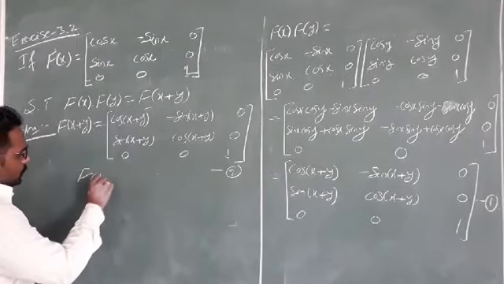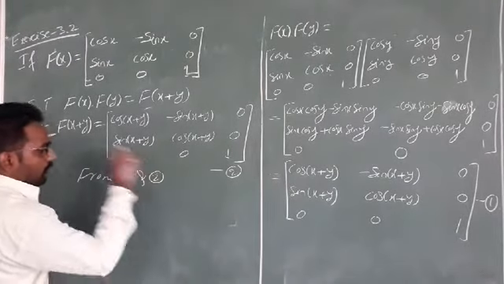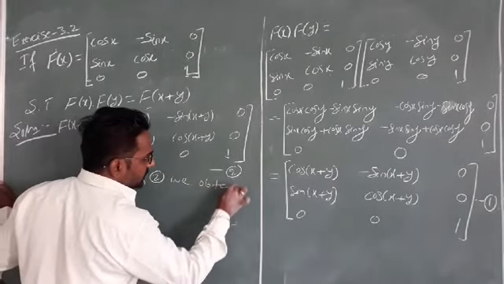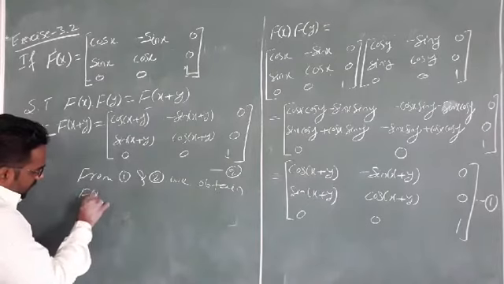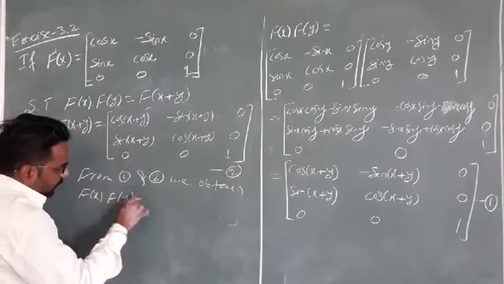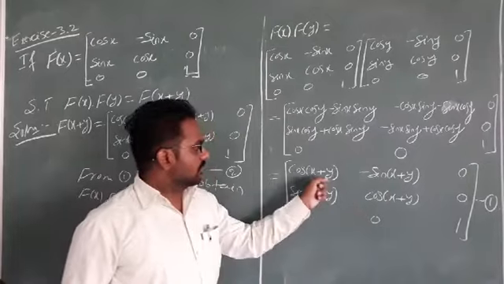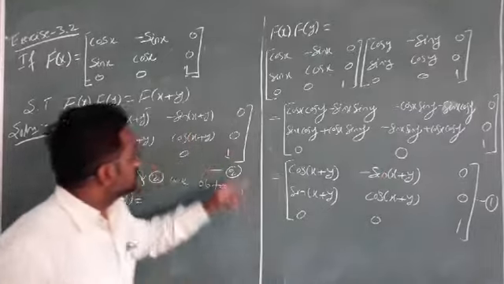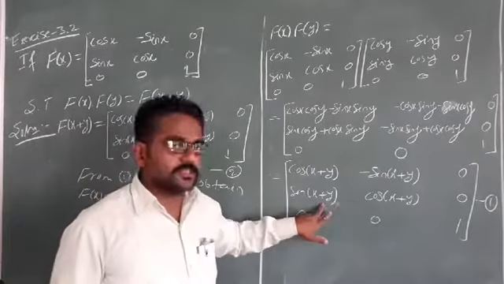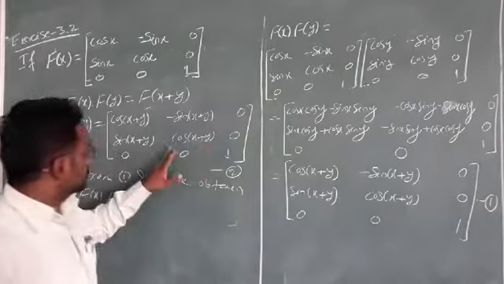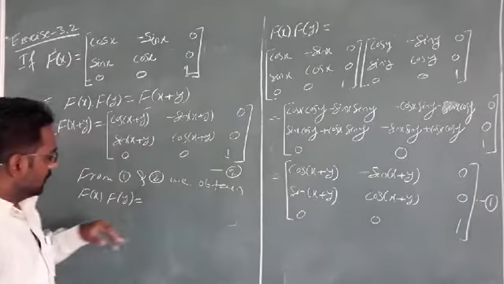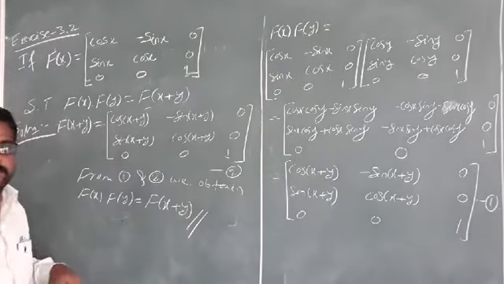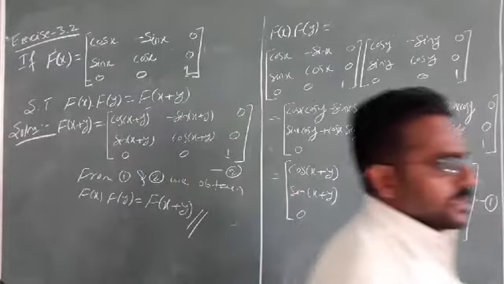From 1 and 2, what do we obtain here, students? F of x into f of y. Observe the value here: cos of x plus y, minus sin of x plus y, 0; sin of x plus y, cos of x plus y, 0; 0, 0, 1. That is equal to f of x plus y. Easy one, just making the easy calculation.